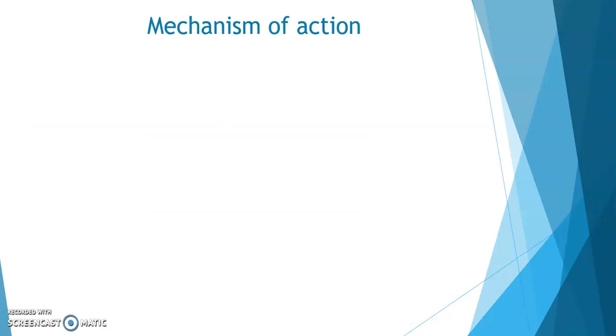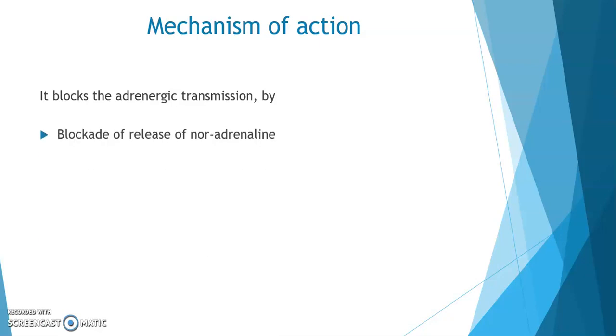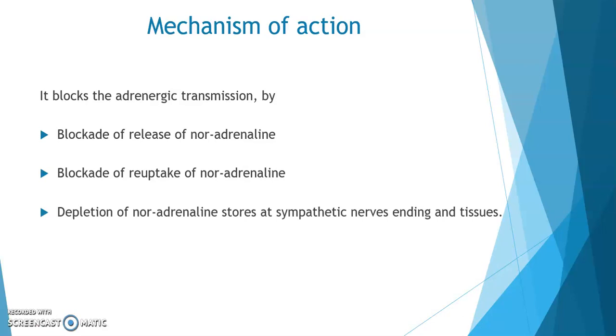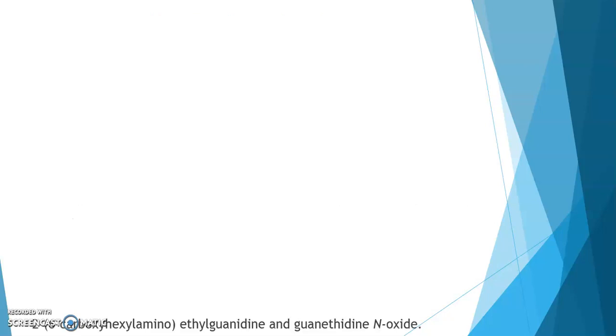Next, mechanism of action for this drug. It blocks the adrenergic transmission by blockade of release of noradrenaline, blockade of reuptake of noradrenaline, and depletion of noradrenaline stores at sympathetic nerve endings and tissues.